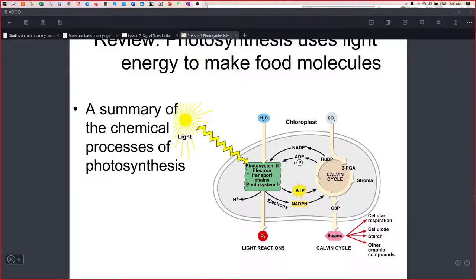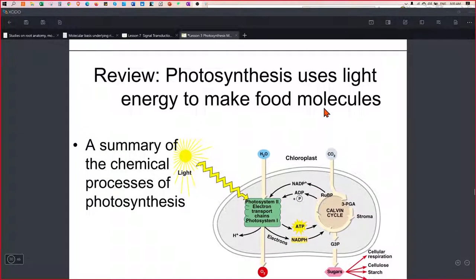Right, so we're going to continue now from our last week's lesson. I hope you have awakened enough to continue this. I know photosynthesis can be very overwhelming, but it's very interesting.